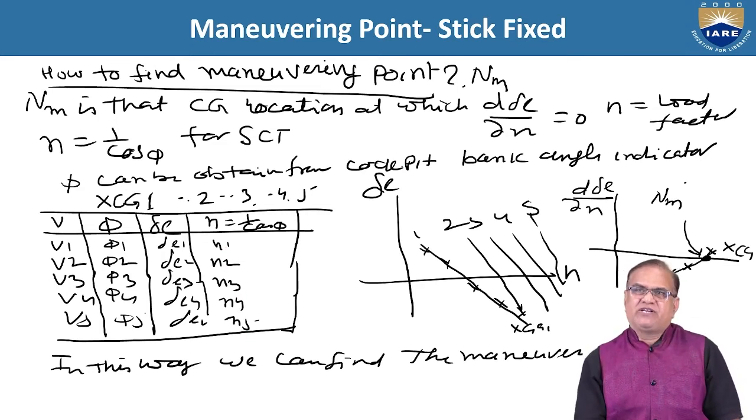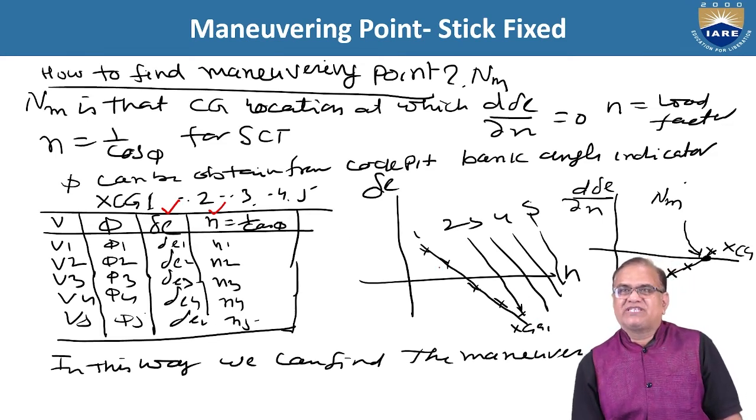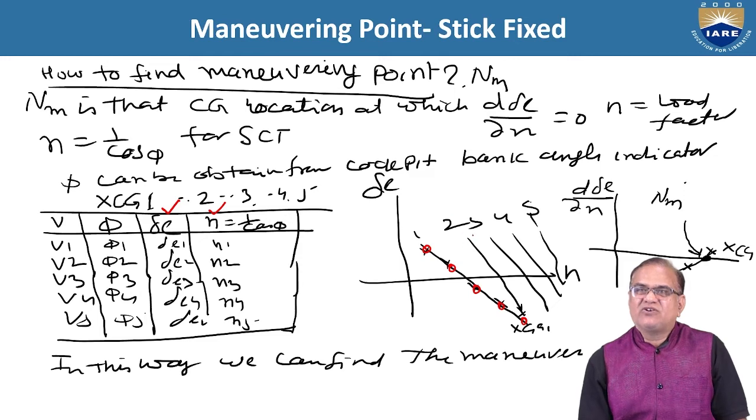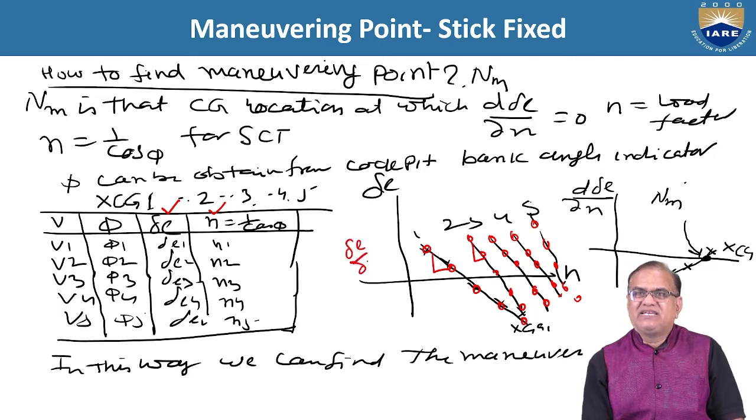Now if you draw the plot of delta E versus N, we have got this delta E. If we plot for one CG location, we will get V1, V2, V3, V4, V5. This is for one case. For the second CG location also, 1, 2, 3, 4 and 5. For the third case, 1, 2, 3, 4, 5. For the fourth case also, we got it. So if you see here, for each condition we got the slope of each. This is called the slope, d delta E by dN.